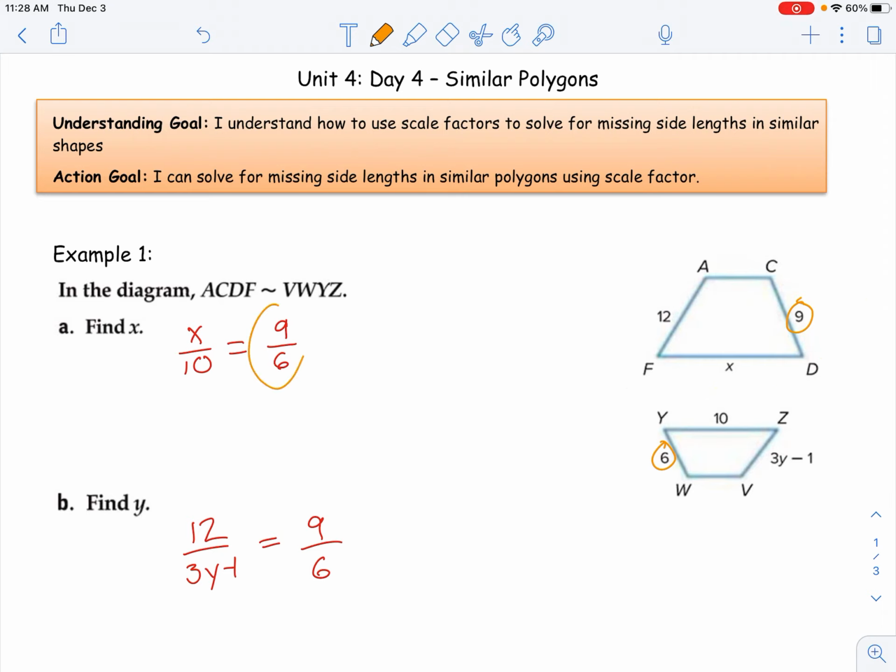So 9 over 6, that's where this is coming from when I make my ratio. The x over 10 is coming from, well, I'm trying to find x. So if 9 is coming from this picture and I put it on top, then the x also has to be on top over here. So that's where I got this fraction from. So 9 in the first image over 6 in the second image should be equal to x in the first image and 10 in the second image.